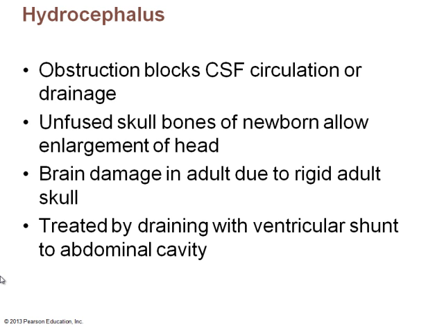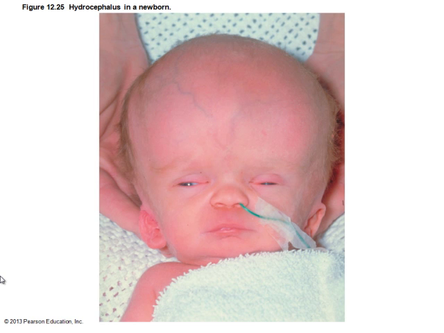Shunts can be put in to help drain excess fluid to relieve that pressure. On page 462 in your textbook, we see this picture of a hydrocephalic infant. We have to remedy that ASAP, or there's going to be permanent and major damage to the central nervous system in this child.